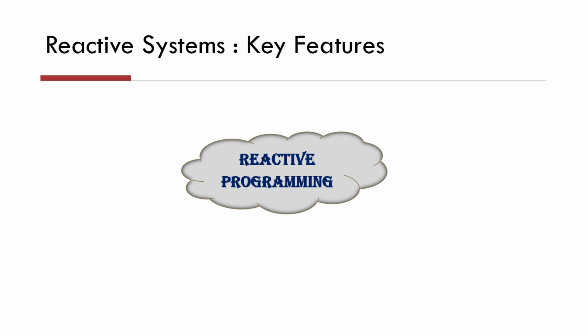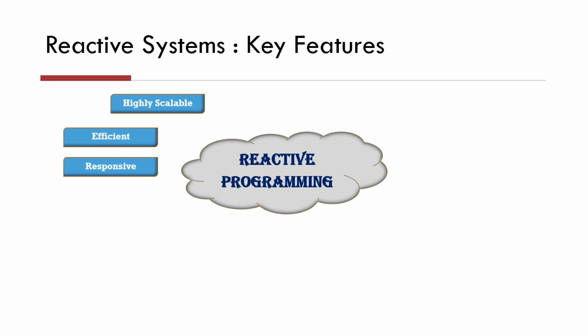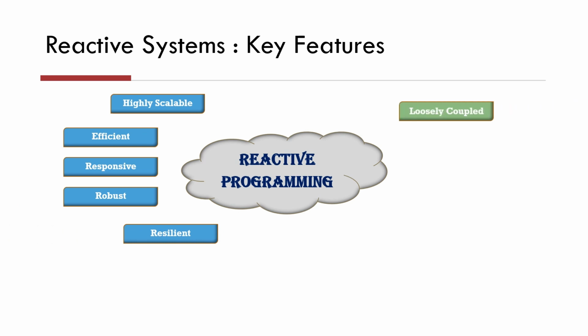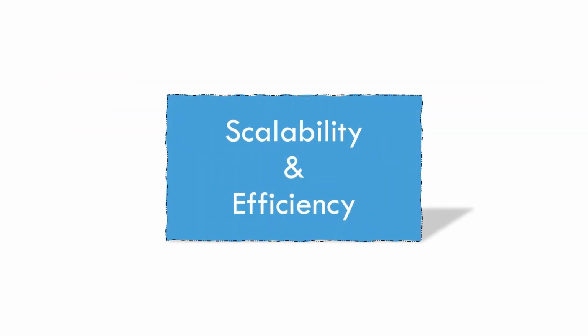The key features which make reactive systems so special and highly popular are: these systems are highly scalable, efficient, responsive, robust, and resilient, while using simpler components which are loosely coupled, modular and declarative. Sounds like common jargon, isn't it? Well, then, let's see the how and why parts of it up next. To start with, let's look at the scalability and efficiency part of these systems.